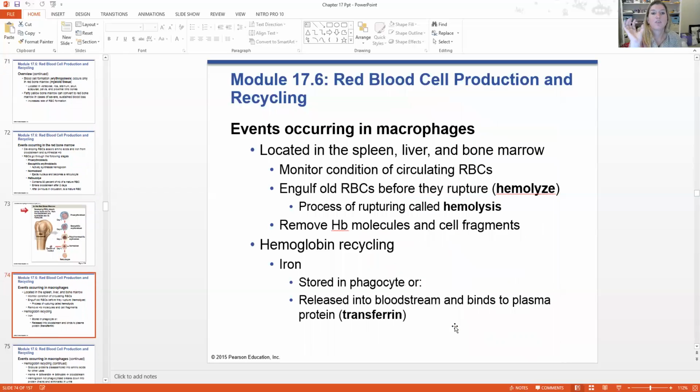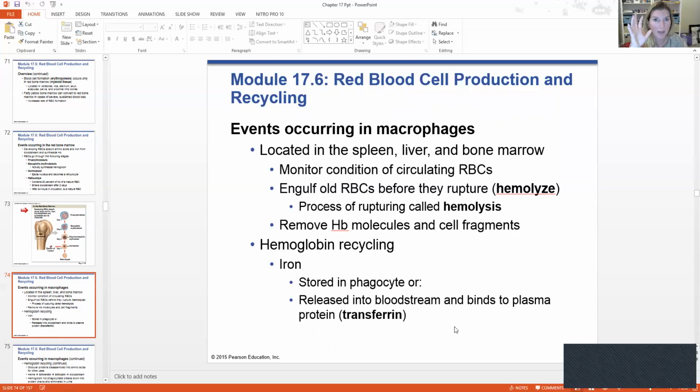So let's talk about the recycling. In the spleen, the liver, the bone marrow, there are a lot of macrophages. Macrophages are, again, the Pac-Men of our body. We're going to be hearing about them a lot this semester. Just think of macro Pac-Man, Mac-Pac, right? Put those two ideas together. They're basically monitoring the conditions of our blood, of our circulating red blood cells, kind of up for inspection as they come through the spleen, the liver, and the bone marrow.